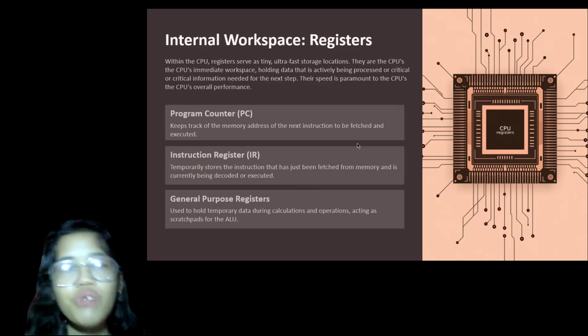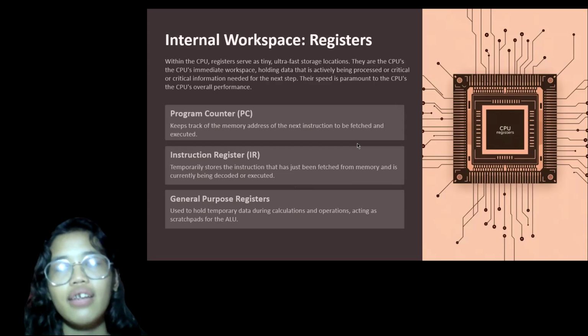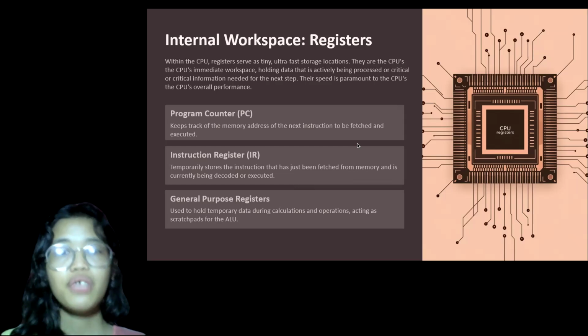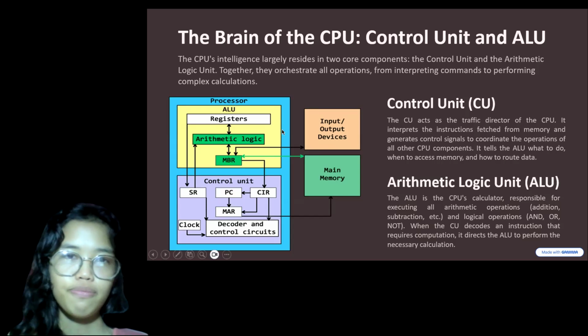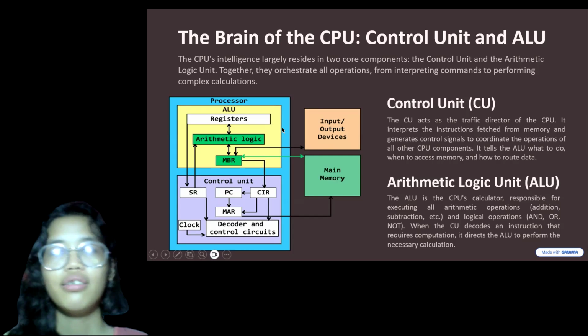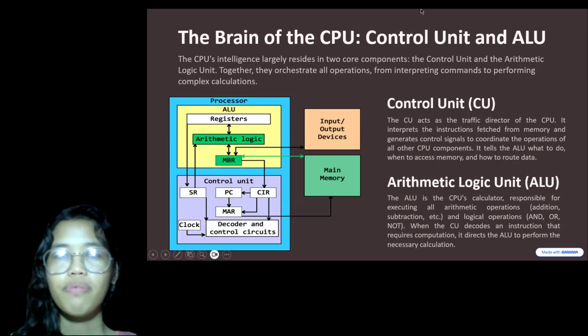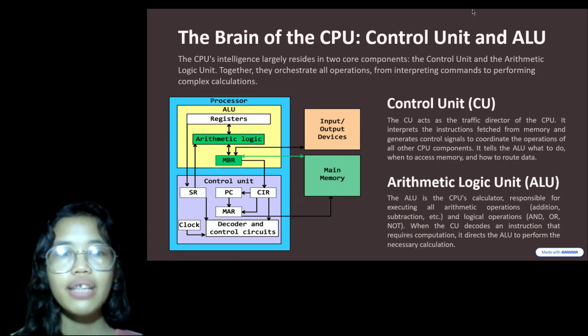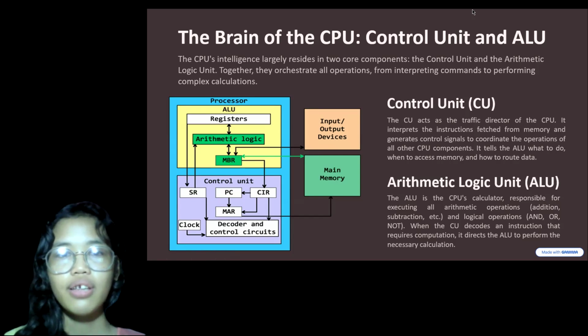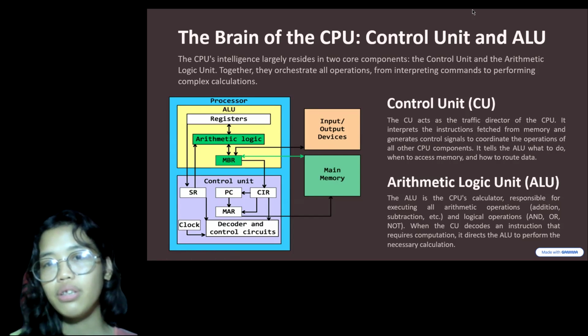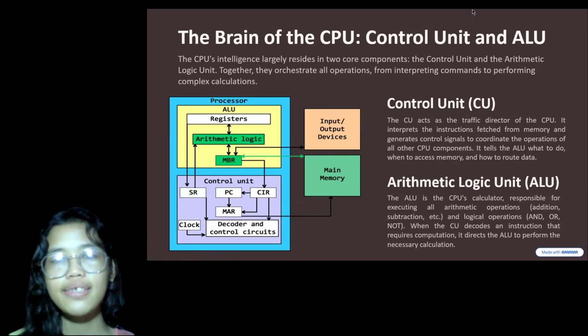After loading the instructions, the CPU now decides what actions to perform. That's where the control unit and the ALU come in. These are the brain of the CPU. The CPU's intelligence largely resides in two core components, the control unit and the arithmetic logic unit. Together, they orchestrate all operations, from interpreting commands to performing complex calculations.